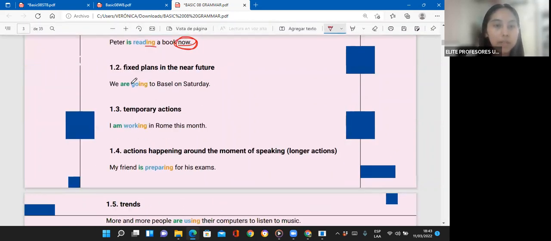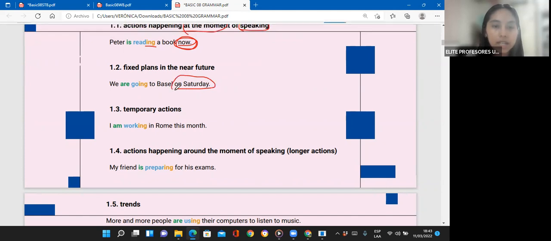For example, we are going to Basel on Saturday. On Saturday, it's not now. For example, today is Friday, right? Tomorrow is Saturday. So we are talking about the near future. In this case, Saturday. We are going. This is a plan. Something that you are planning to do.